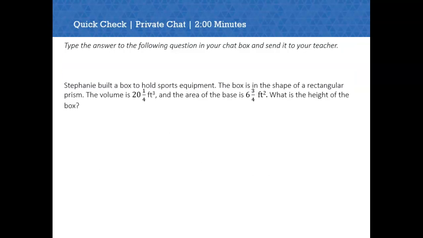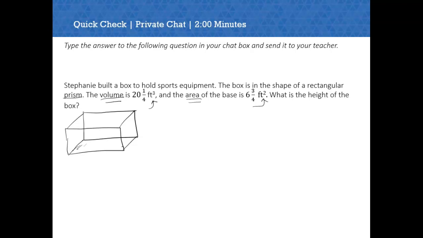Let's take a look. Stephanie built a box to hold sports equipment. The box is in a shape of a rectangular prism. So we're talking about a box here. The volume is 20 1/4 feet cubed. And again, we can see this cubic units here, so we know that's a volume. The area of the base is 6 3/4 feet squared.